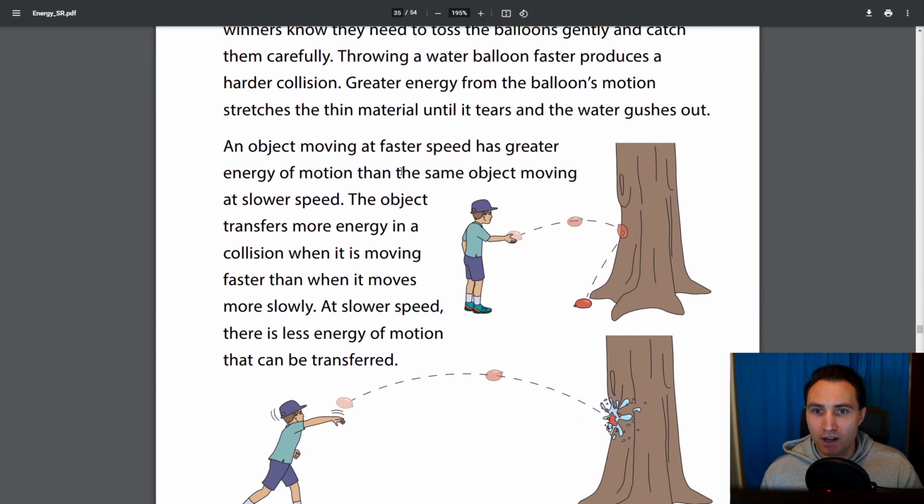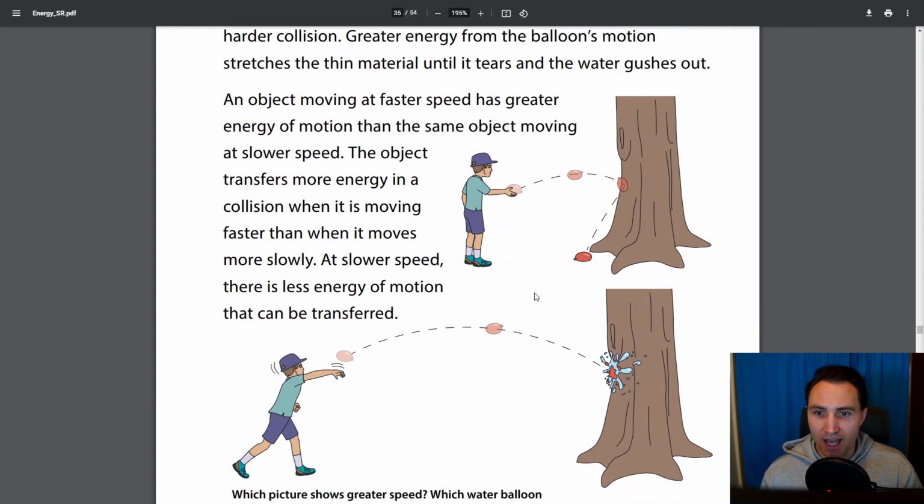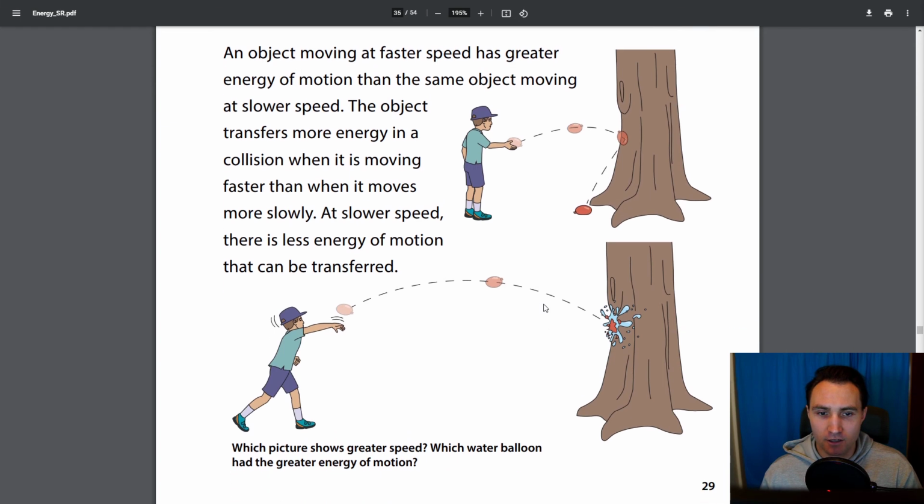So an object moving at faster speed has greater energy of motion than the same object moving at a lower speed. The object transfers more energy in a collision when it is moving faster than when it moves more slowly. At slower speed, there is less energy of motion that can be transferred.